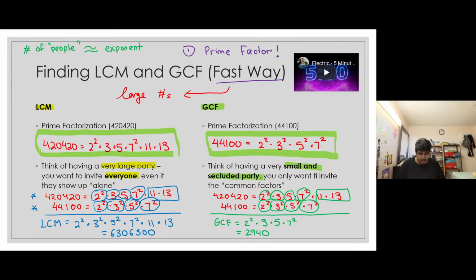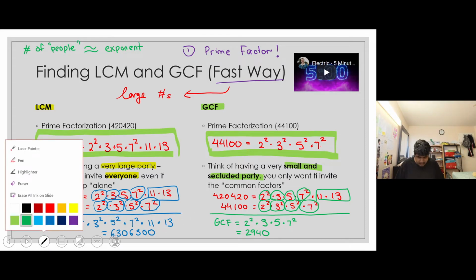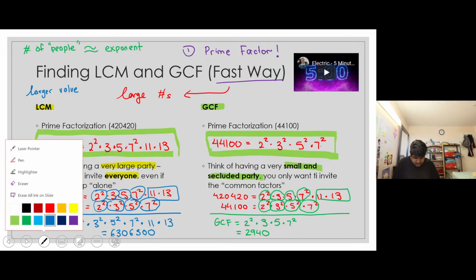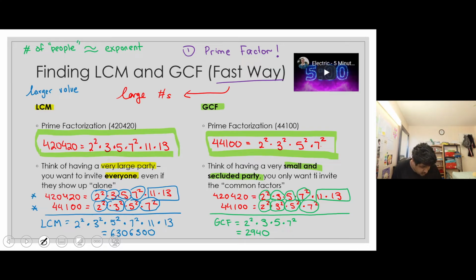Now, a couple of common observations. In the LCM situation, remember that we got a bigger number. 6306300 gives us a larger value at the end of the day. On the other hand, the GCF gives us a smaller value. So that's a really easy way to check to make sure you did it right. All right. Okay, let's move on.